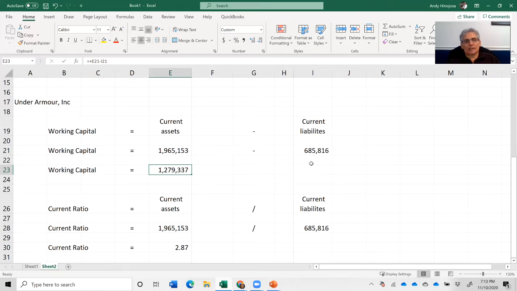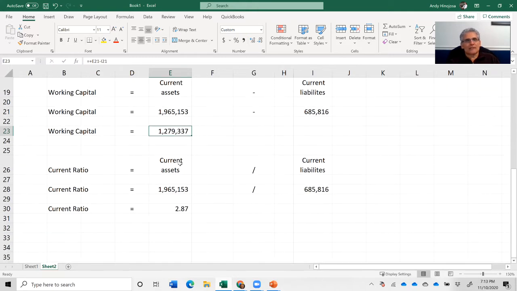That would be concerning. The next ratio, the current ratio, really uses the same numbers and the same information, but it gives us a relative feel. See, we have 1.2 million more in current assets than current liabilities, but when we look at it from a ratio perspective, it gives us a better feel for what that really means, or comparatively speaking, what that means.